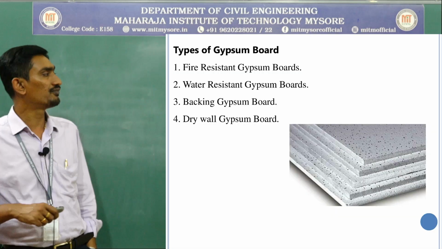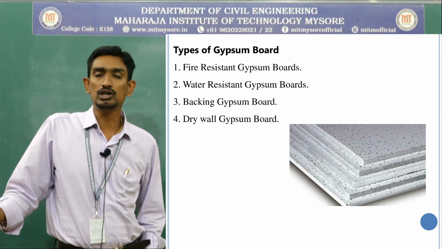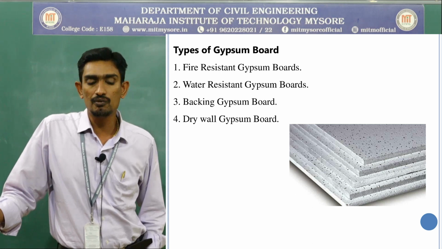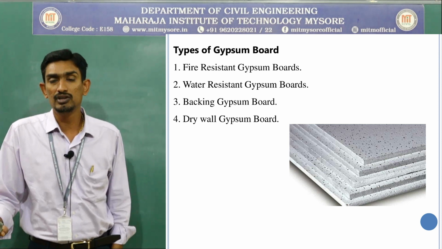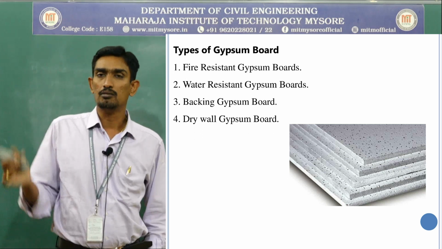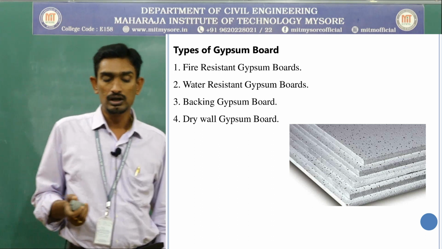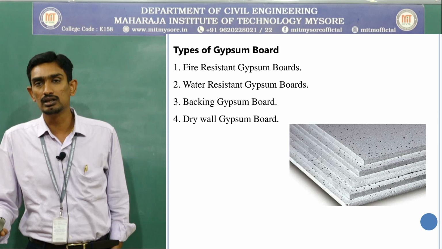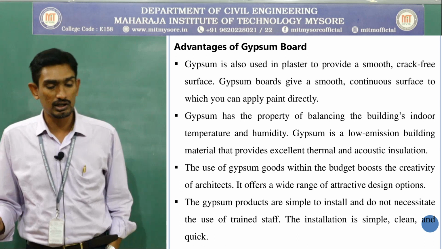Next, you can see the different types of gypsum boards. One is based upon the use. If you want a very good fire resistant material, we can go with the fire resistant gypsum board. If you want a more water resistant material, we can go with the water resistant gypsum board. If you want backing gypsum board, that means the back of the wall will be using gypsum, then we can go with the backing gypsum board. Drywall gypsum. These are the different types of gypsum boards that are available in the market.